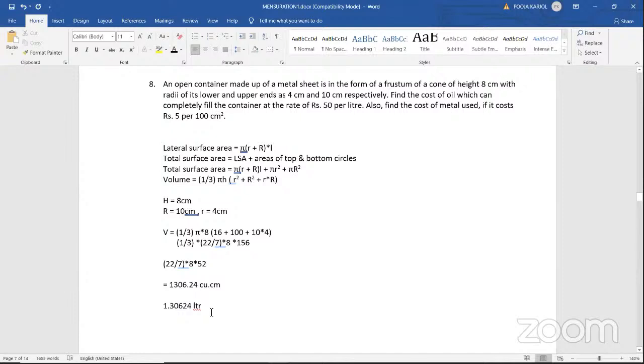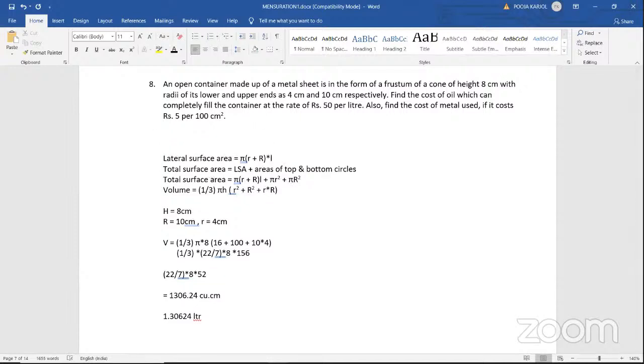By the way, whenever you have to convert cubic centimeter to liters, one cubic centimeter is equal to 0.001 liters. Meaning whenever you want to convert cubic centimeter into liter, divide by 1000, three zeros.